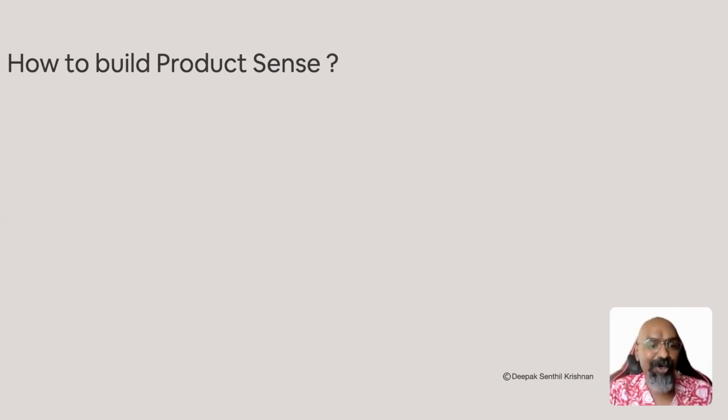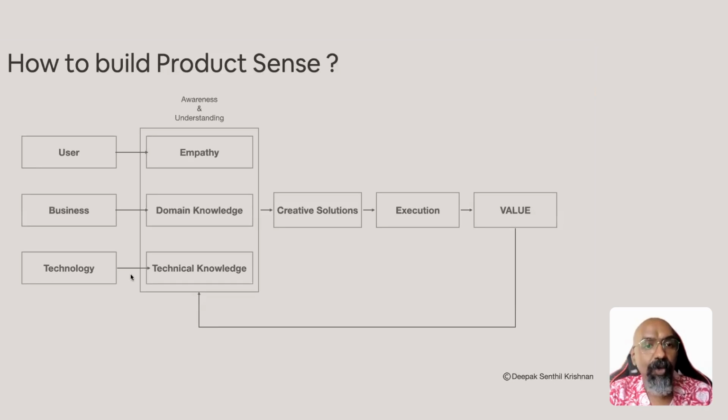Now, we're coming into the juicy part of the discussion. How do you go about building product sense, right? So I'm going to use a little bit of a flow diagram to help you understand how you structurally decompose the notion of building product sense. We talked about product sense as having awareness and understanding, right? I'm going to translate it again into common parlance that you've heard from other product leaders, other product blogs, etc.